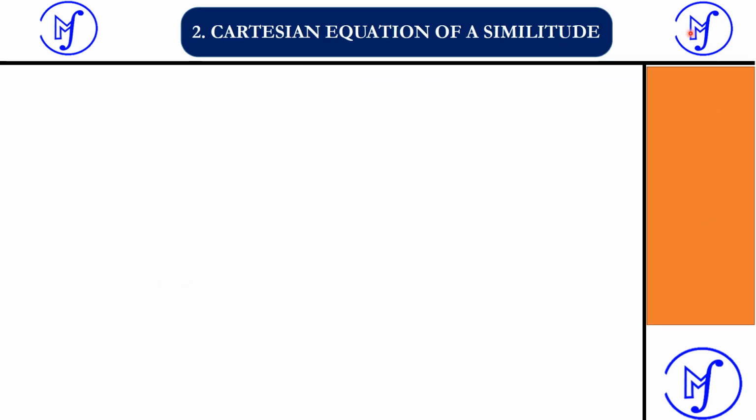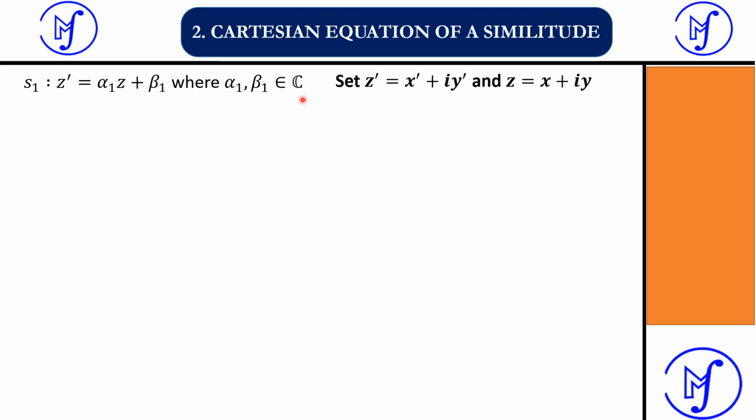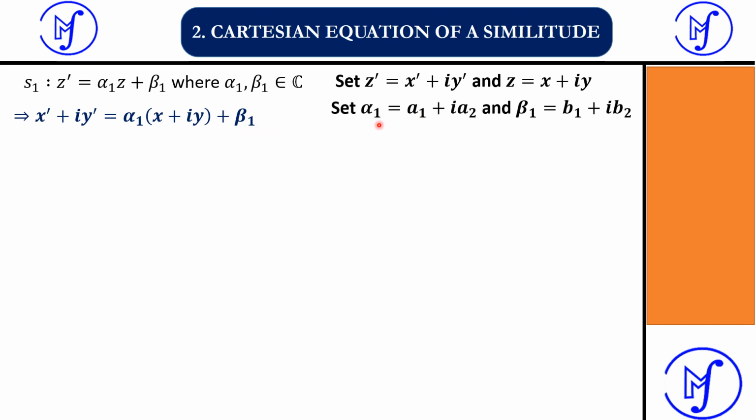Okay, the last thing we are doing today is the Cartesian equation of a similitude. We are just going to consider our general similitude S1, which is Z prime equal to alpha 1 Z plus beta 1, where alpha 1 and beta 1 are complex numbers. We set Z prime to be X prime plus iY prime, and Z to be X plus iY. Alpha 1 and beta 1 are also complex numbers, so we can set alpha 1 to be A1 plus iA2, and beta 1 to be B1 plus iB2.